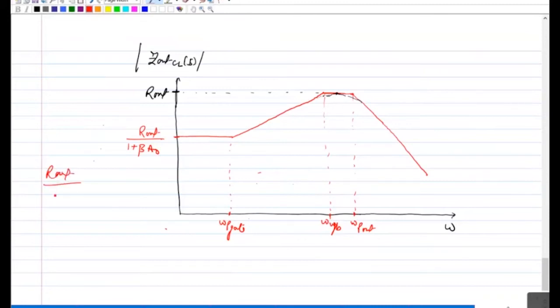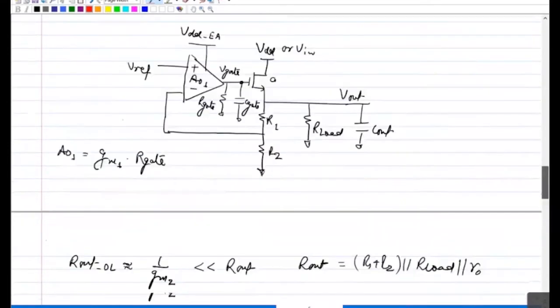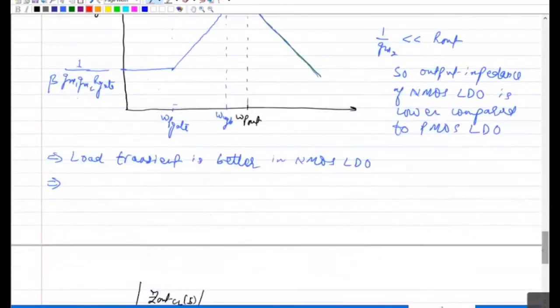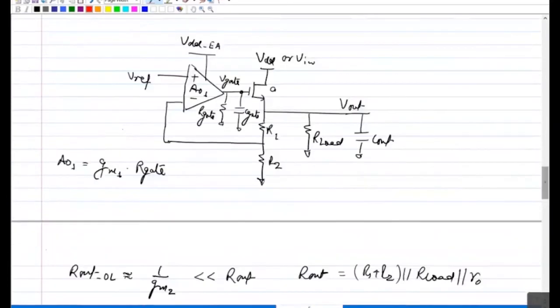R out over beta I naught is nothing but R out over beta GM1 GM2 R gate R out. This cancels out, so what you get is the same: 1 over beta GM1 GM2 R gate. Because you don't have any gain in the output stage, the DC output impedance looks similar, unless you have a higher gain in the error amplifier, and that will be the case in most cases.